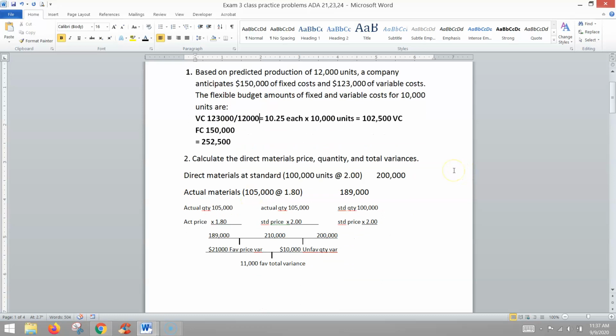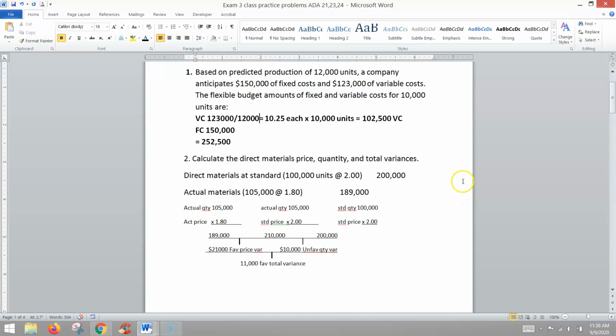The second problem is calculating our price variances. There's a couple different formulas that are shown in the book. I tend to always lay it out like this, in a table format. You're less likely to make an error because you just need to make sure that you pick up the right numbers. So we're given: calculate the direct materials price, quantity, and total variances.